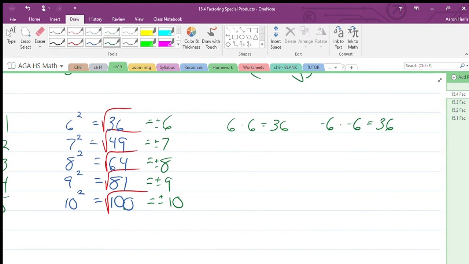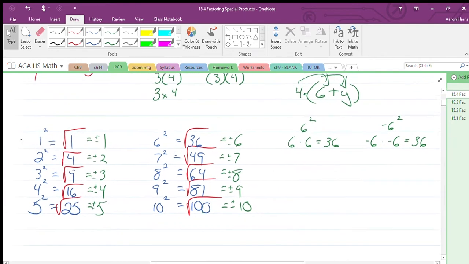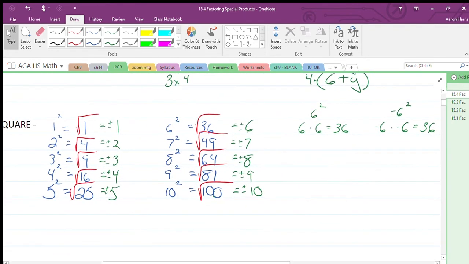A positive 6 times 6 is the same number, so that's 6 squared. So 6 squared is equal to 36. Negative 6 squared is also equal to 36. And you're going to have to later on be able to decide which one you are going to use, the positive version or the negative version.